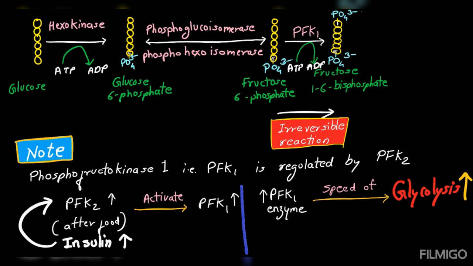Now when the body is in a fasting state, like a few hours after a meal, blood glucose level goes down and the pancreas now secretes glucagon instead of insulin. Glucagon inhibits or slows down PFK2, resulting in less fructose 2,6 bisphosphate molecule, which inhibits PFK1. That slows down the glycolysis process. So this reaction is considered the rate limiting step of glycolysis. It means how fast PFK1 converts fructose 6-phosphate to fructose 1,6 bisphosphate determines the speed at which all of glycolysis happens.